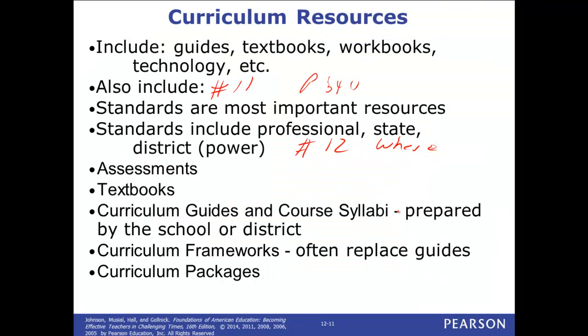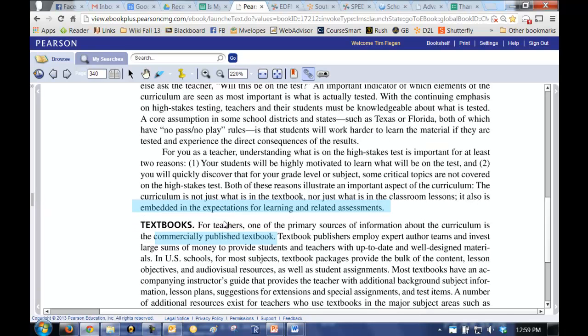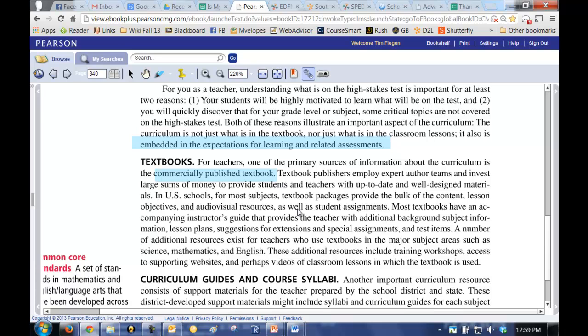And so that's what we'll write for assessments, number 13. Here's what I have highlighted: embed the expectations for learning and related assessments. And then textbooks, and let me just give you this.